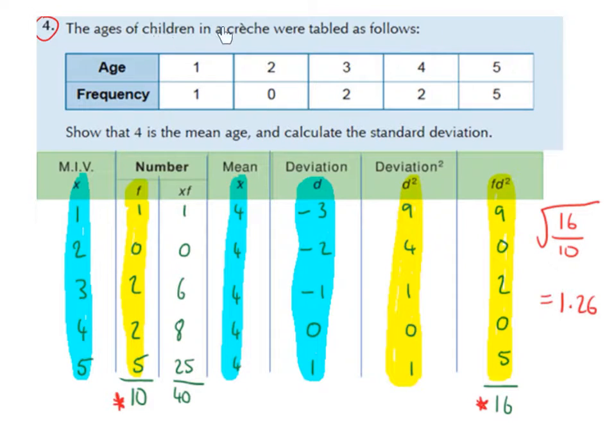The ages of children in a creche are tabled as follows. So the ages are the top row. They go from 1 up to 5. And the frequency is the bottom row.